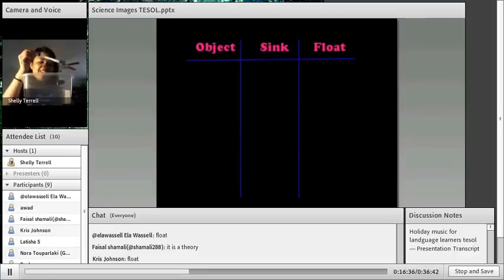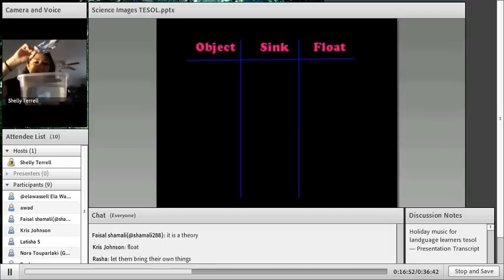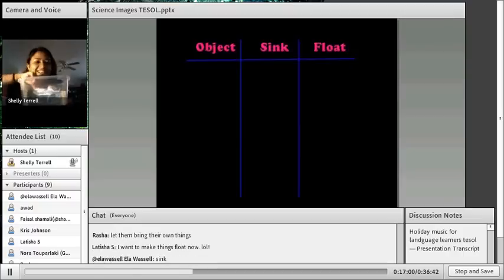Okay, well, let's see. Let's throw it in. And you were right. It floated. Yay. Okay, so now we have, let's see, a wrapper. Do you think this wrapper is going to sink or float? Okay. It floated. Very good. See, you all are so smart.